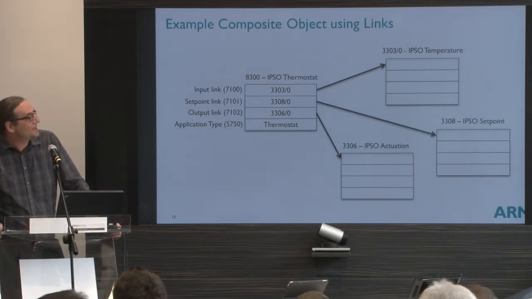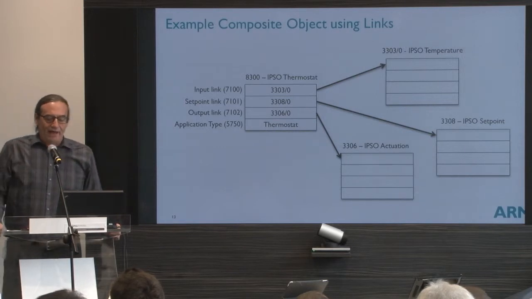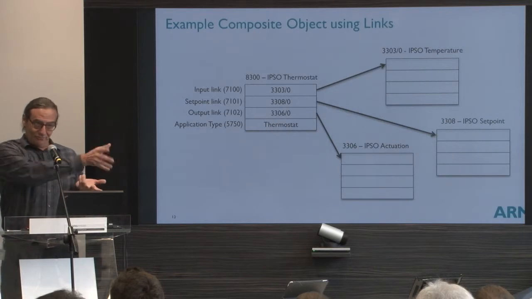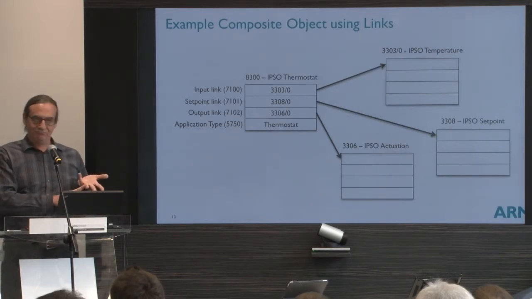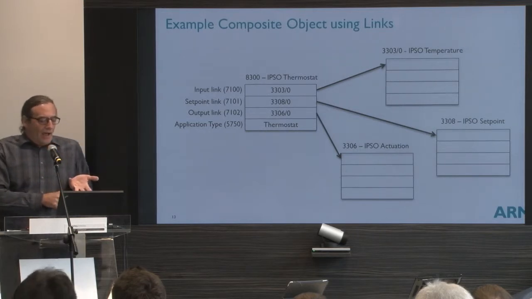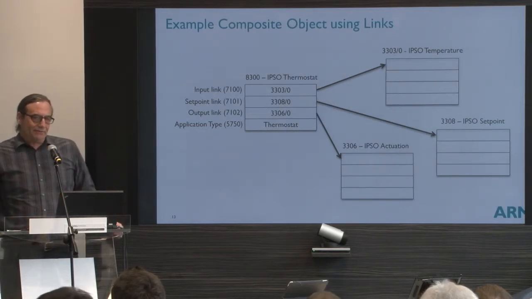I chose a thermostat example. So in a thermostat, you have a temperature sensor. You measure temperature, you have a set point, how warm do I want the room, and then you have an actuation, turn the heater on and off, or the air conditioner. And so here's an IPSO object that would do that.